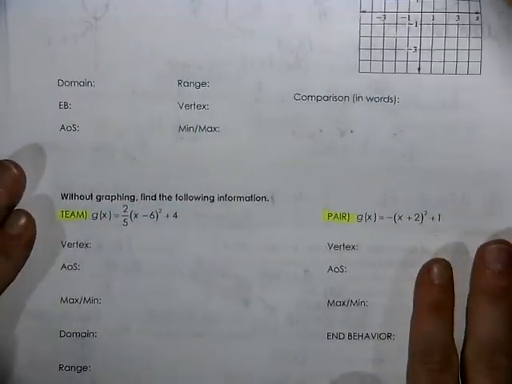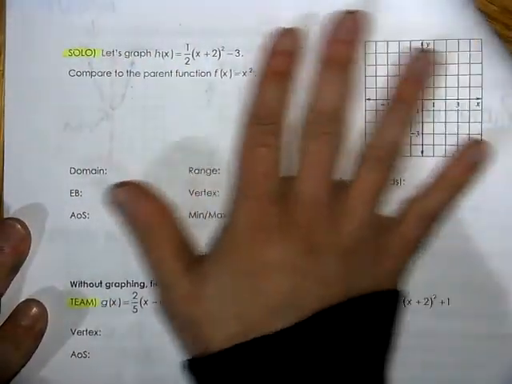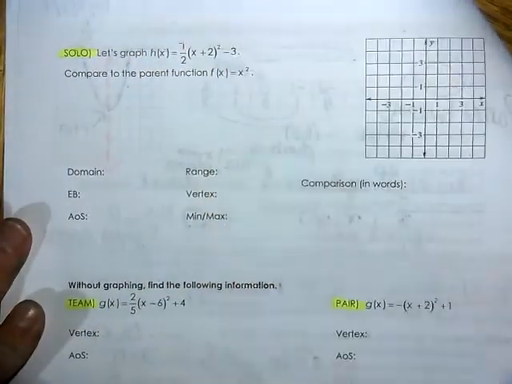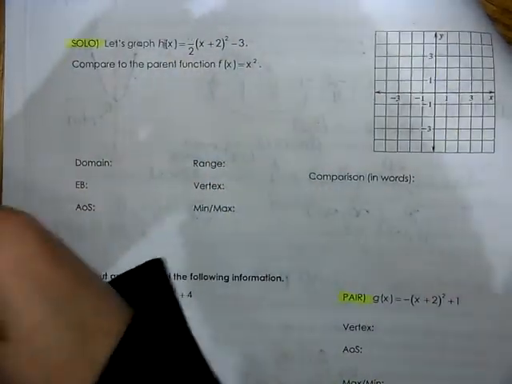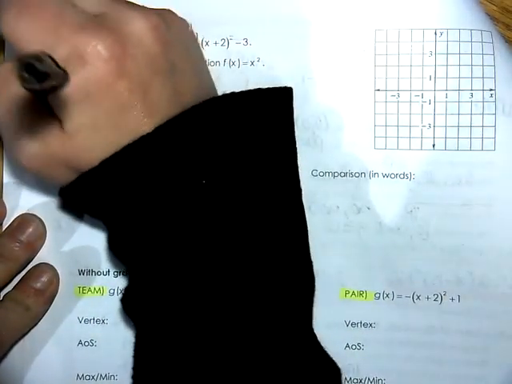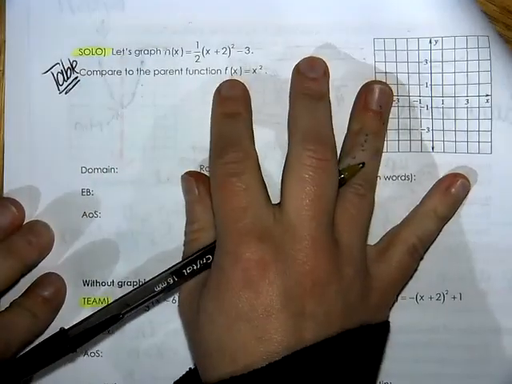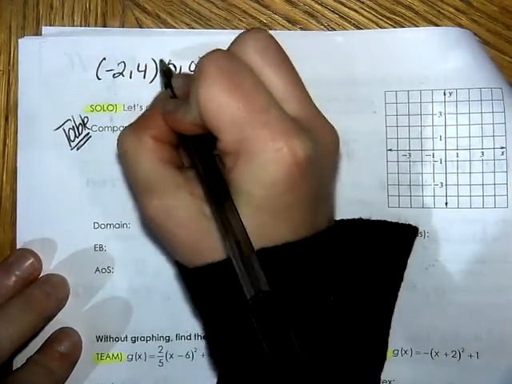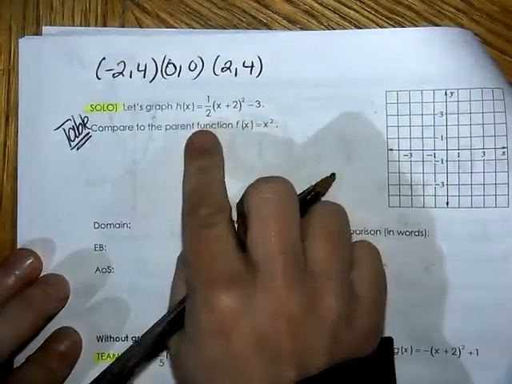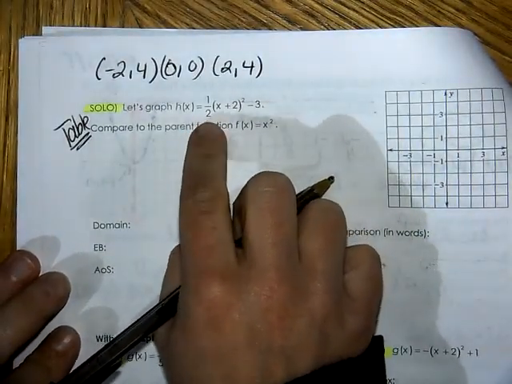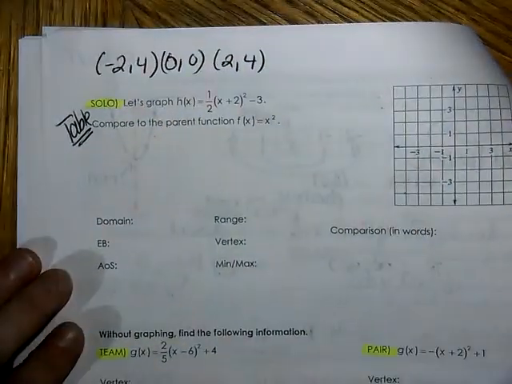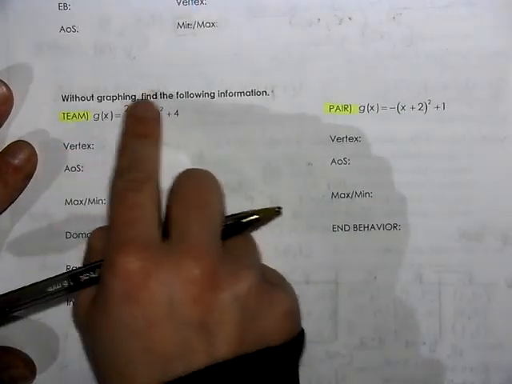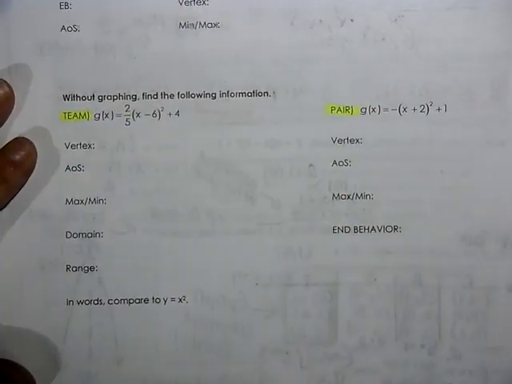This next page has a bunch of solos, teams, and pairs where I just want you to have the opportunity to graph this on your own and come up with that table. So that compare means that I'm looking for a table. And you can come up with any ordered pairs that you want. I would recommend, though, using (-2, 4), (0, 0), and (2, 4), just because of the fact that your a value is 1/2 and you will end up with the nicer numbers, but it doesn't really matter what values you end up using. The team and the pair is asking you to, without graphing, can you identify this information?